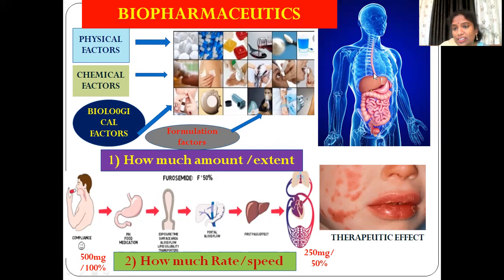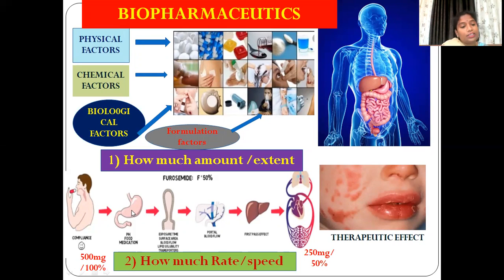While reaching the systemic circulation, the drug has to cross various organs. That's why so many factors influence drug absorption. Not only the physicochemical factors, but also biological factors and formulation factors. These are the factors influencing the drug.